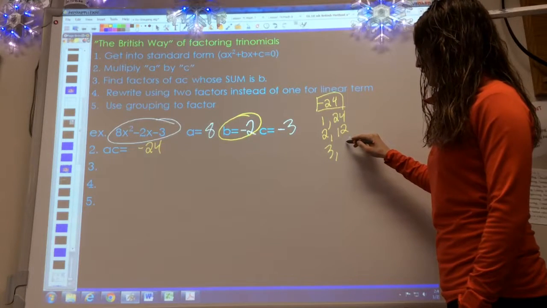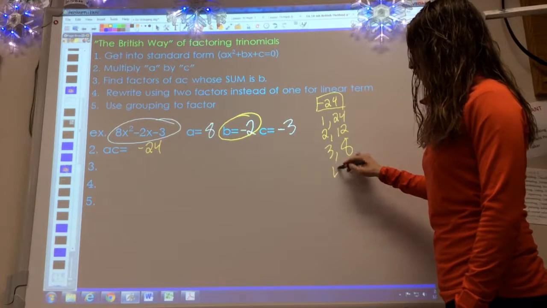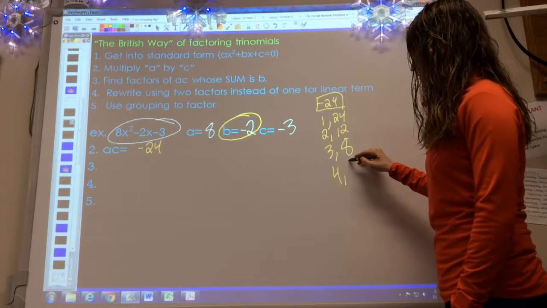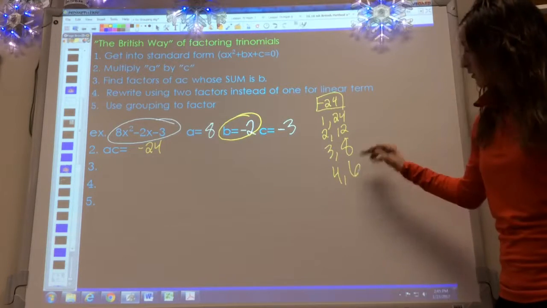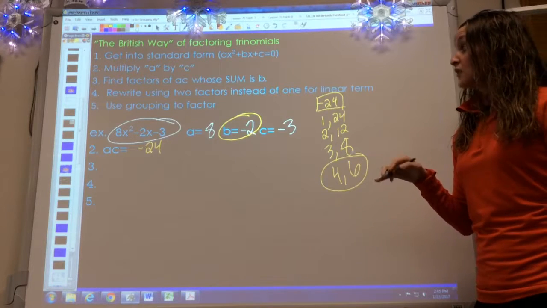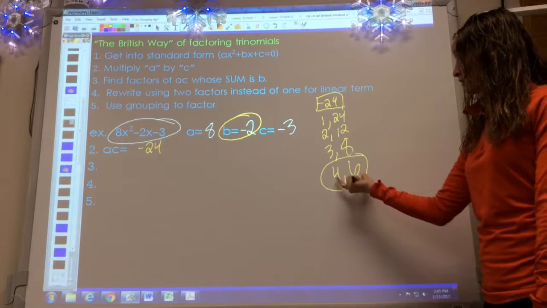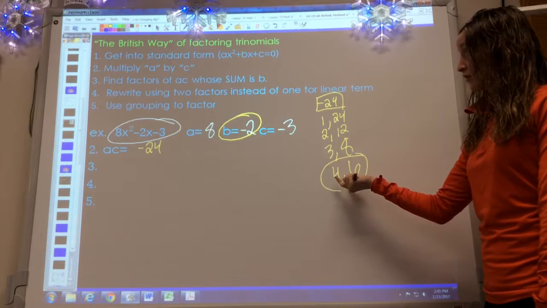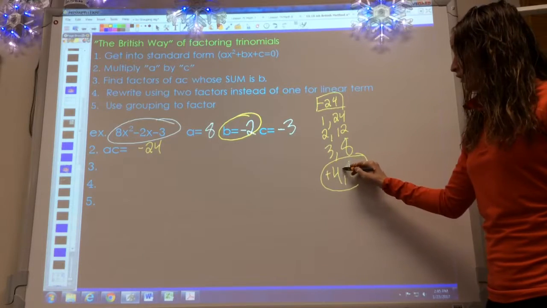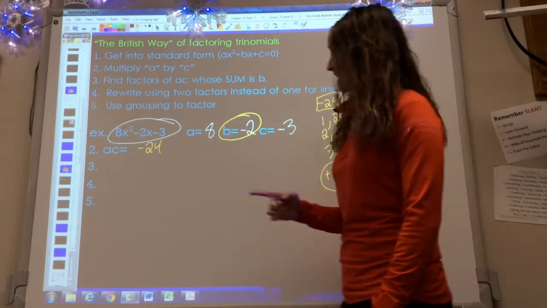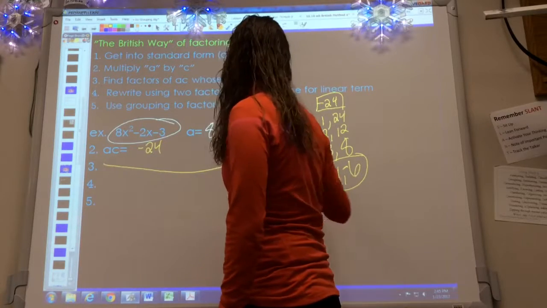3 and 8. 4 and 6. That one. It's very important. Let's put these symbols to the correct ones. Which one should be positive? 4. 6 should be negative. Now, a little helpful hint. I always like to write the negative first. So when we go to step 4, step 3 is right there.